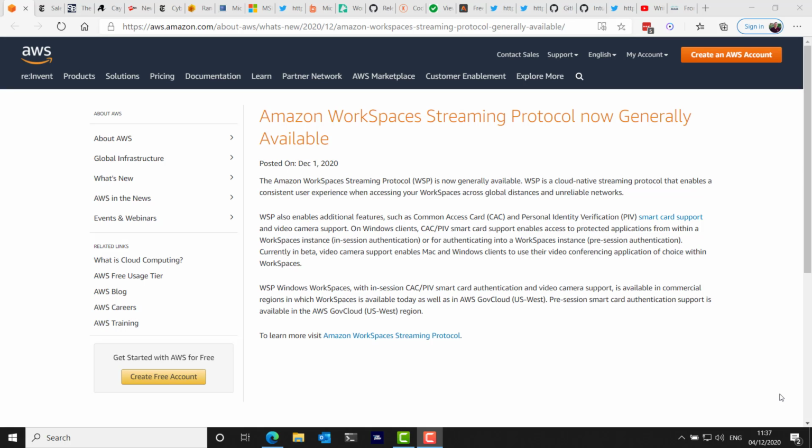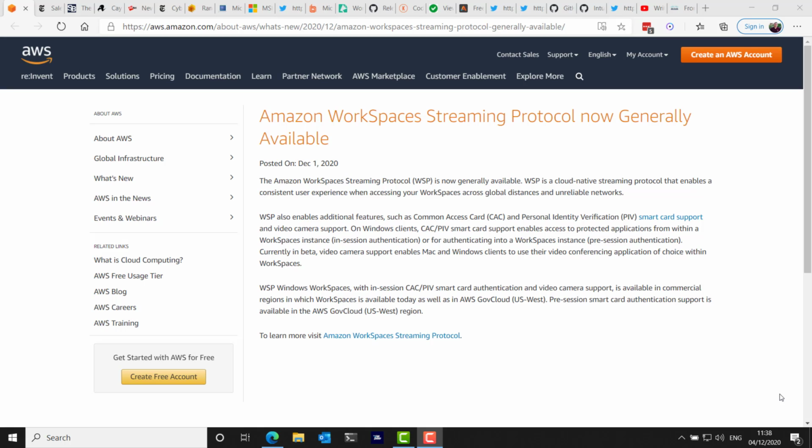Sticking with AWS for this next one, the Amazon Workspaces Streaming Protocol, or WSP, is now generally available. WSP is a cloud-native streaming protocol that enables a consistent user experience when accessing your workspaces across global instances and unreliable networks. They say WSP also enables additional features such as common access card and personal identity verification, smart card support, and video camera support. On Windows clients, smart card support enables access to protected applications from within a workspace instance or for authenticating into a workspace instance.